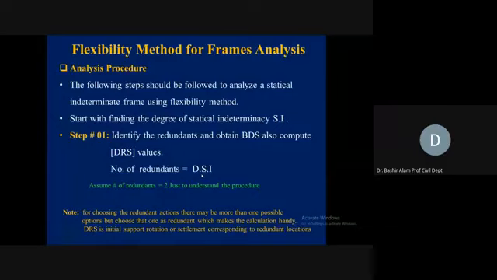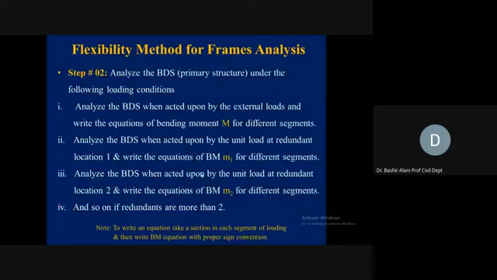Note, for choosing the redundant actions, there may be more than one possible option, but choose the one as redundant which makes the calculations handy. DRS is the initial support, rotation, and settlement corresponding to the redundant location. So these parameters and these things are the same as we did in the case of beams.